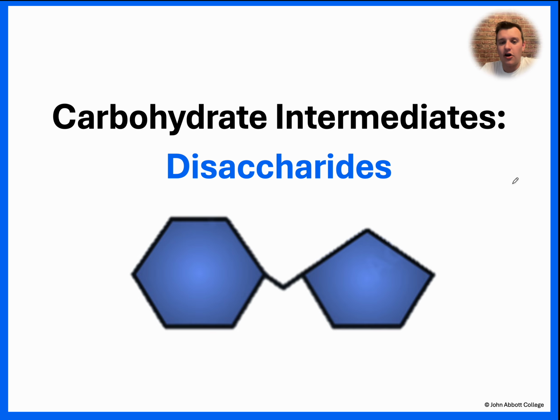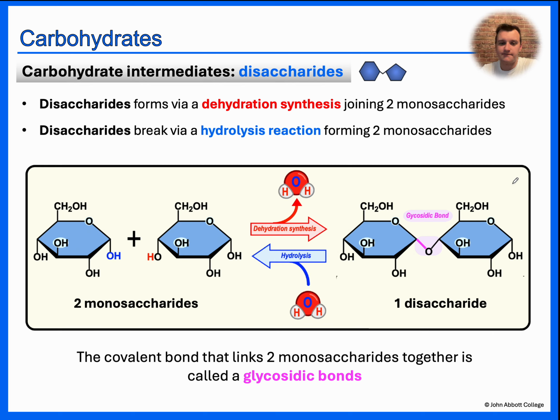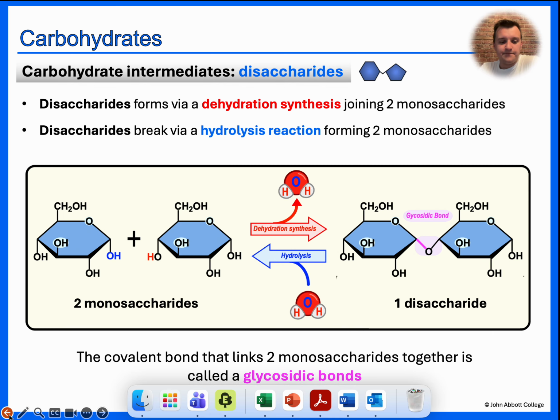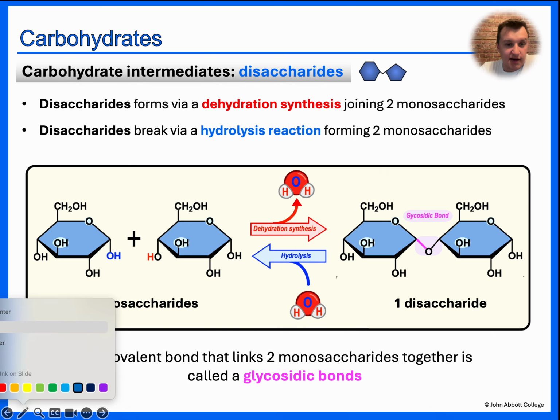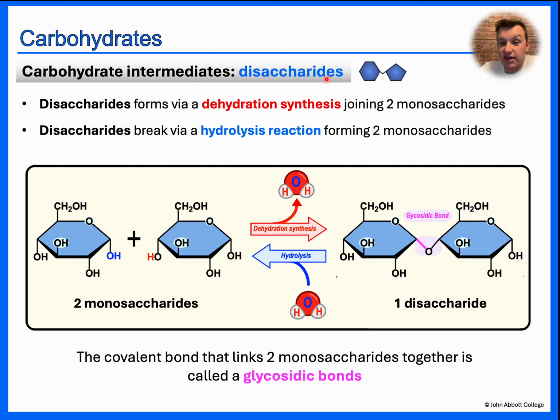Disaccharides. These are carbohydrate intermediates. They're the middleman between a monosaccharide and the polysaccharide. I call these the intermediates because they're in between a mono and a polysaccharide. They're still small, but they're just 2 units. So let's take a look at the disaccharide, which has 2 together.